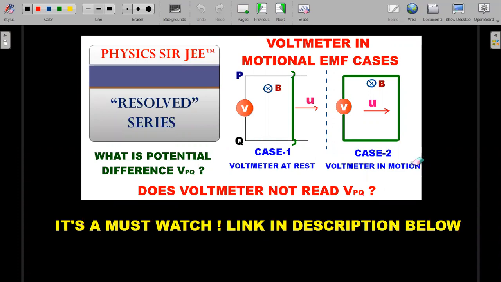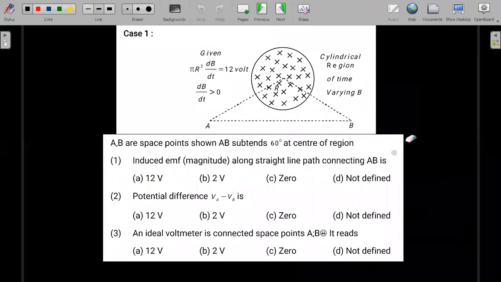Okay, so I have divided this particular video into 4 passages or 4 comprehensions, followed by 3 to 4 questions each, so that we can do the complete postmortem of the concept. So let's start with passage number 1.